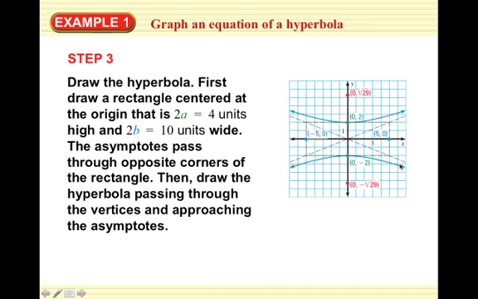Easy peasy to do. Okay, the asymptotes pass through opposite corners of the rectangle, just like I was saying. And then what you do is you start your hyperbola here at a vertex. You go up and over, getting closer and closer to those asymptotes. Then you drop down here to the lower vertex and you do the same thing. And then we typically go ahead and put the foci on. Now remember, the way I prefer to do it is instead of labeling the coordinates for each vertex and the foci, I tend to put a V for each vertex and then an F for each focus.